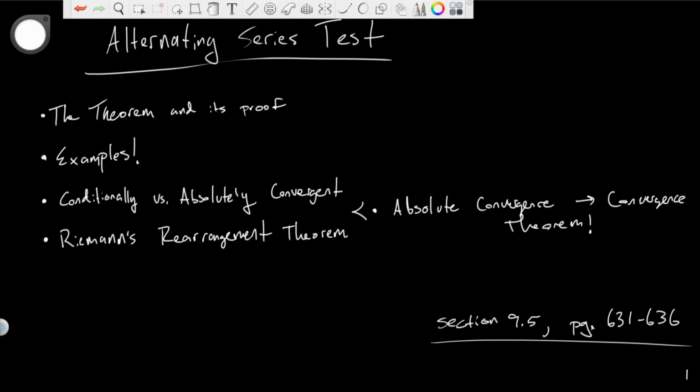And then we looked at conditionally versus absolutely convergent series, and we got two theorems. If the series is absolutely convergent, meaning that its absolute value converges, then the series itself must also converge. This is useful for when it's not a true alternating series. And also, we looked at Riemann's rearrangement theorem, one of the beautiful things of math, that if you have a conditionally convergent series, it can add up to whatever you want. Right? Once again, all of these things are covered in 9.5, so take a look at it, read through it.